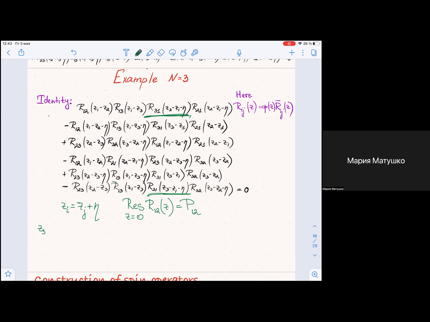And let me, for example, show it for zeta 3. This residue for zeta 3 equals zeta 1 plus eta. So we take the residue of the left-hand side of this equation, of these identities. What we need to do, we just take all our matrices with these indices 3, 1, where we have zeta 3 minus zeta 1 minus eta. So we have only 2 items which give something to this residue. Okay, and I underline them in green color. So these are these items.